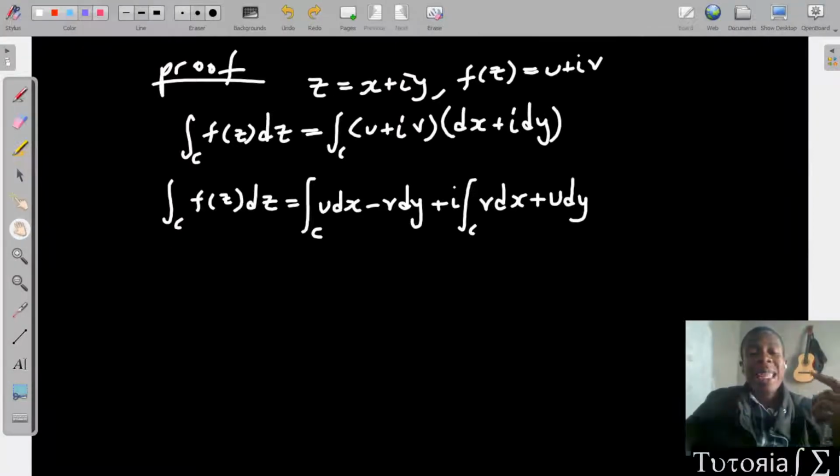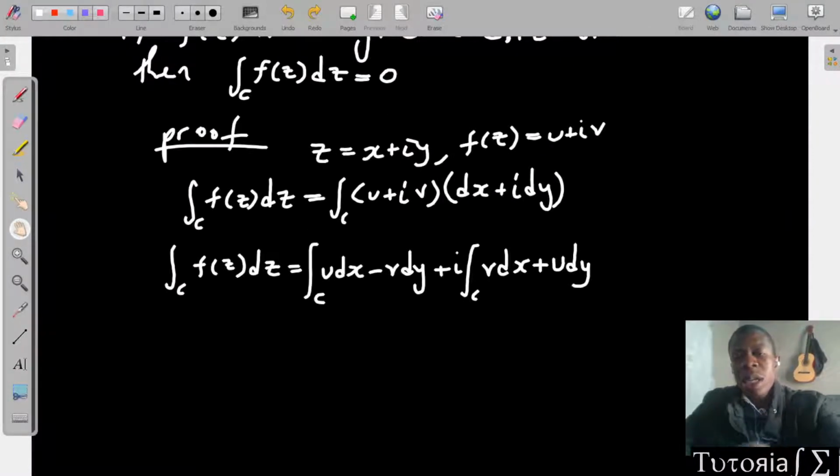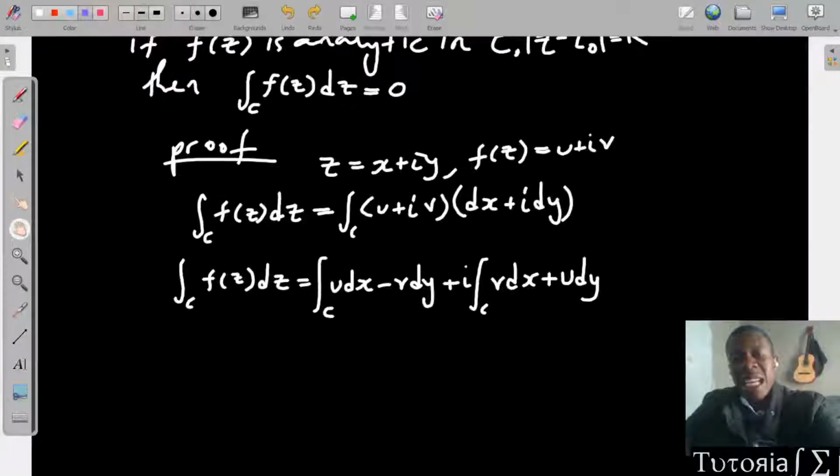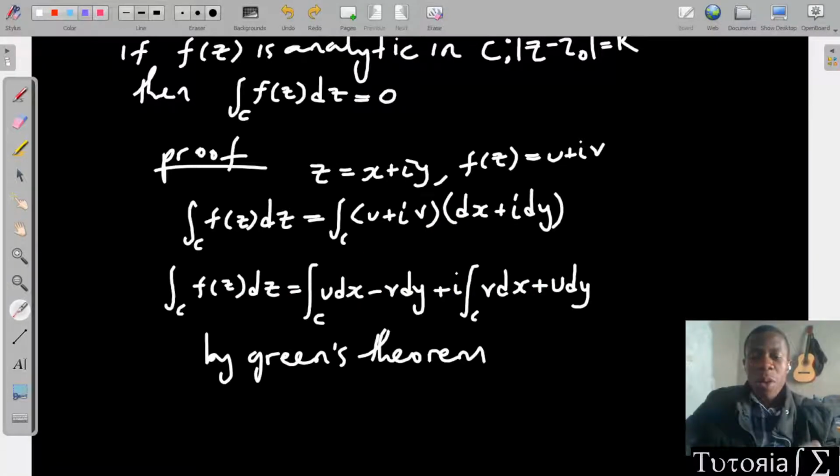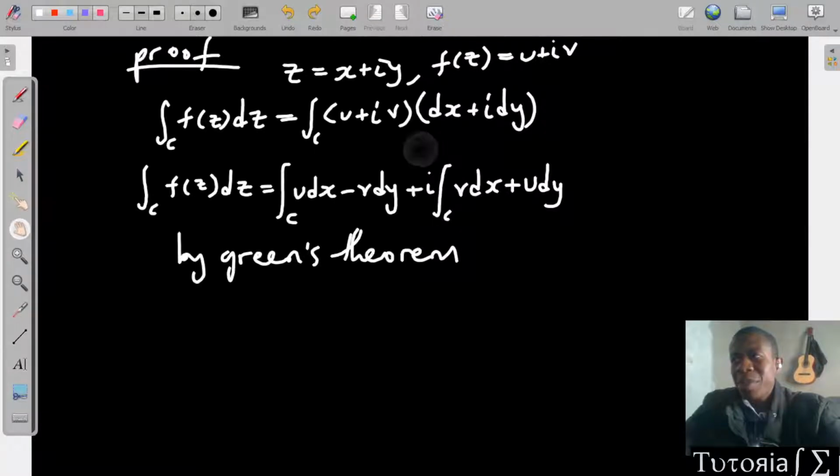Remember, we are showing that if a function is analytic in a given curve, its integral is equal to 0. If a function is analytic in a given curve, or if it has no singularities, then its integral is equal to 0. So this is how far we've come. So now from here, we can use Green's theorem on this part and on this part. What does Green's theorem state?